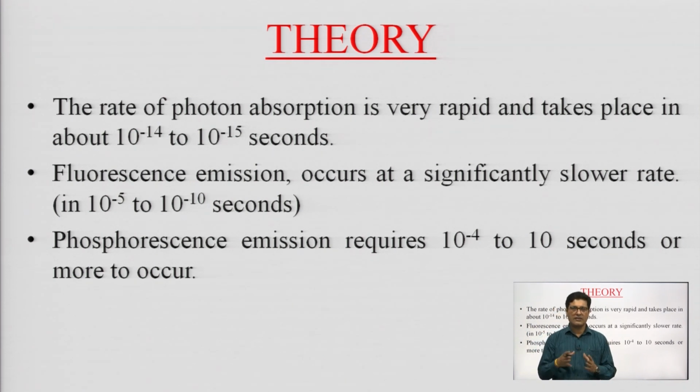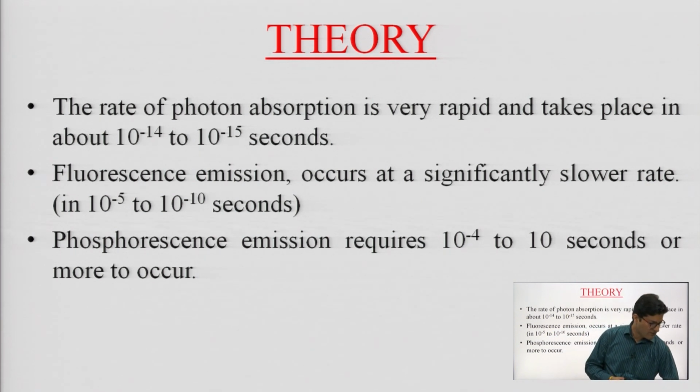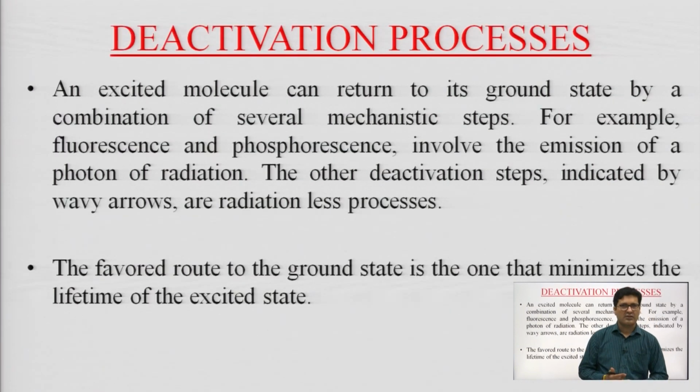So, we can clearly see that absorption is a very fast and rapid process, whereas fluorescence emission is relatively slower as compared to the absorption, and phosphorescence is an even slower process than both absorption, or excitation, and the fluorescence process. So, this phosphorescence is a delayed emission that takes a longer time.